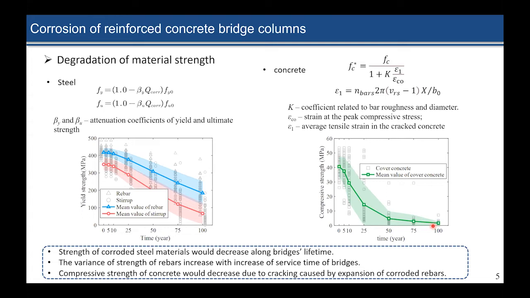When the corrosion ratio is given, the strength of steel and concrete materials could be evaluated by these equations. From the results of the current case study, we can see that the strength of rebars and the concrete decrease along the bridge lifetime due to corrosion. And besides, we noticed that the variance of the strength of rebars also increases when the service time increases.